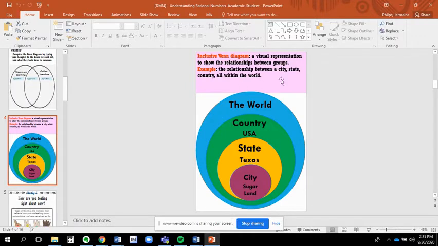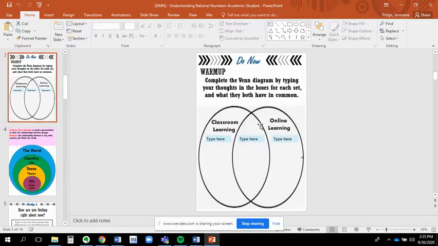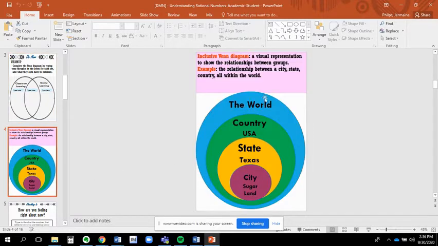As we said in class, this represents a Venn diagram. Remember, a Venn diagram is where you're comparing different things. In this particular example, though, it's different from the ones that you guys know. You guys are used to the two circles beside each other, where one side represents everything that applies only to classroom learning, the other side applies only to online learning, and where they overlap or cross is where they share similarities.